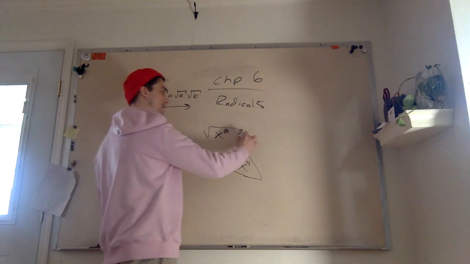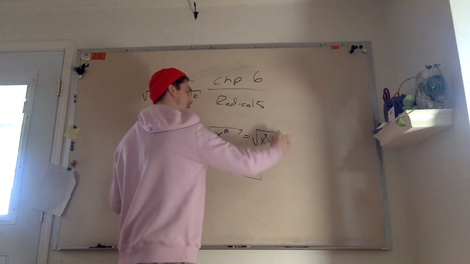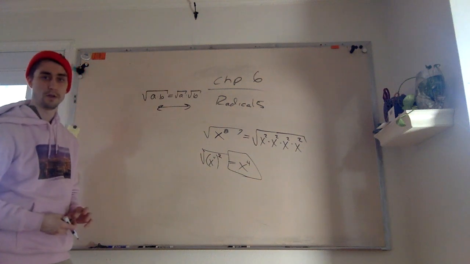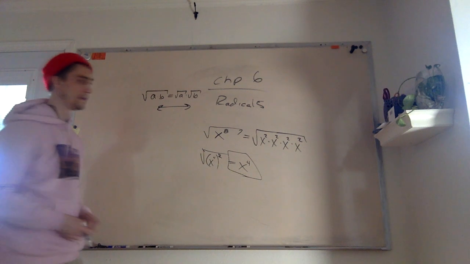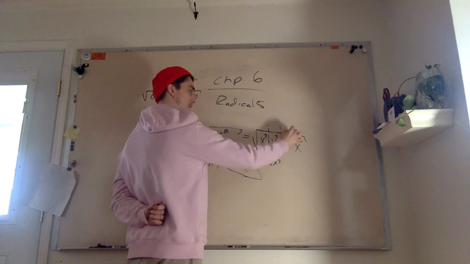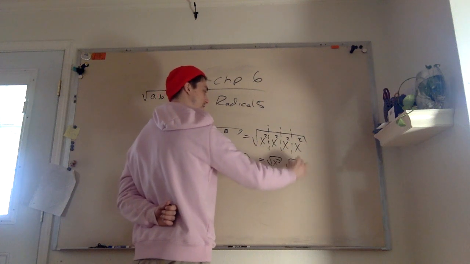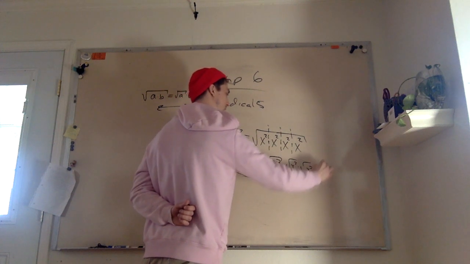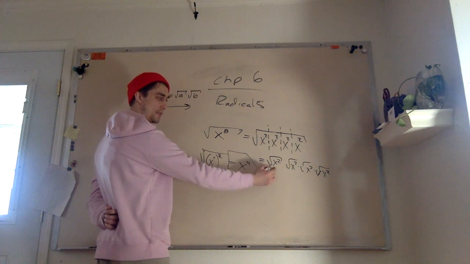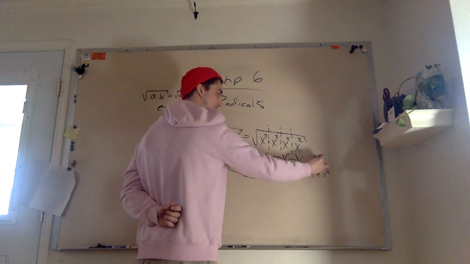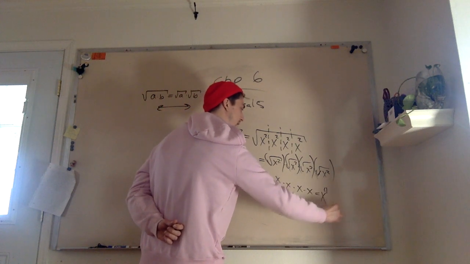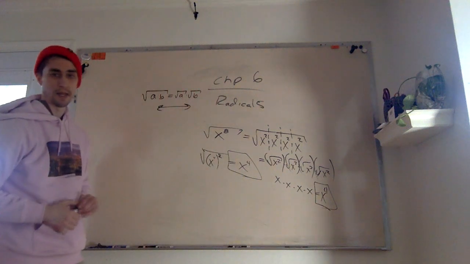Another way that you could do this is that you could factor it into x squared times x squared times x squared times x squared. You can multiply x squared times itself 4 times, then use the property to split this up into 4 different things: the square root of x squared times the square root of x squared times the square root of x squared times the square root of x squared. And now each one of these is the number x. Right, so this is x times x times x times x, which is x to the 4th power. Either way, the answer is x to the 4th power.